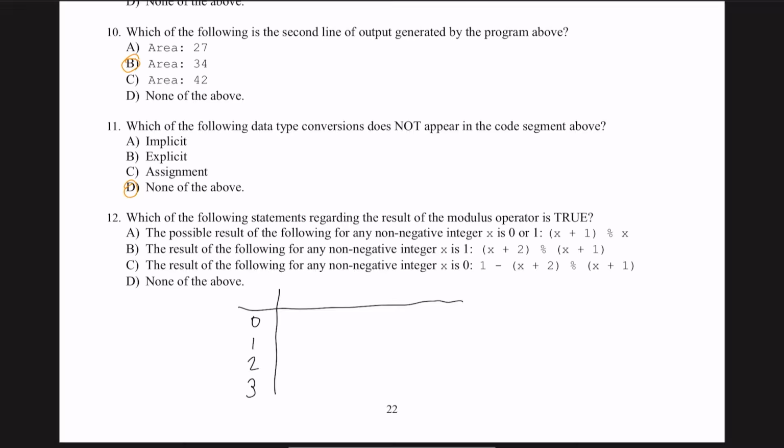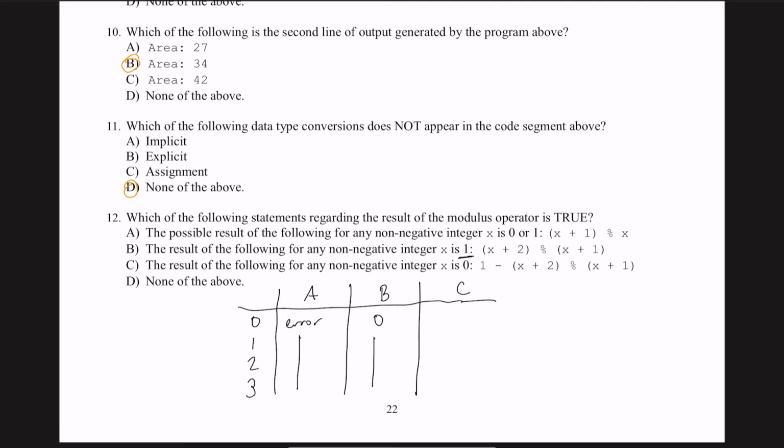So, for x plus 1 mod x, in each row we're going to have 1 mod 0. Well, that's going to be division by 0. That's going to cause an error. So therefore, we know that this whole column cannot be 0 or 1 because 0 would already result in that error. Moving on to B. If our input was 0, that would be 2 mod 1. Any number mod 1 is 0. And it's asking us, is every output 1? Therefore, it can't be B.